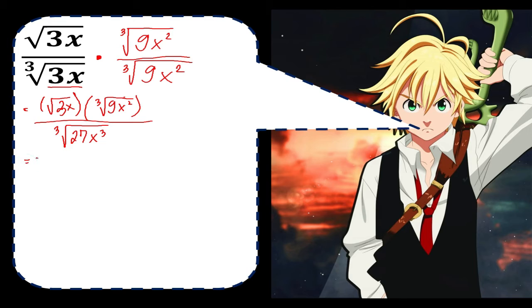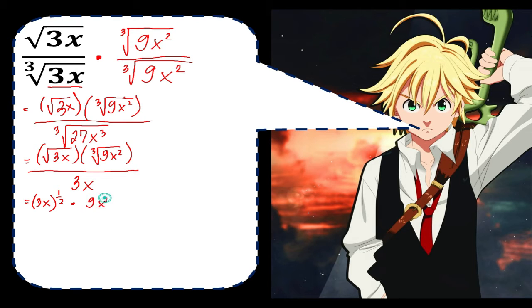Then we have the square root of 3x multiplied to the cube root of 9x squared over the cube root of 27x cubed, that is 3x. We can solve for the numerator. The numerator will become 3x raised to 1/2 multiplied to 9x squared raised to 1/3, divided by 3x.